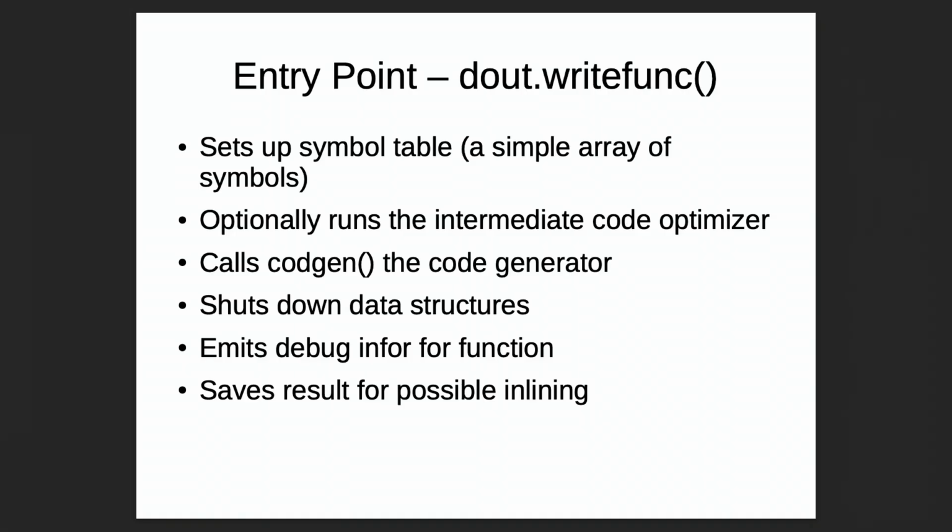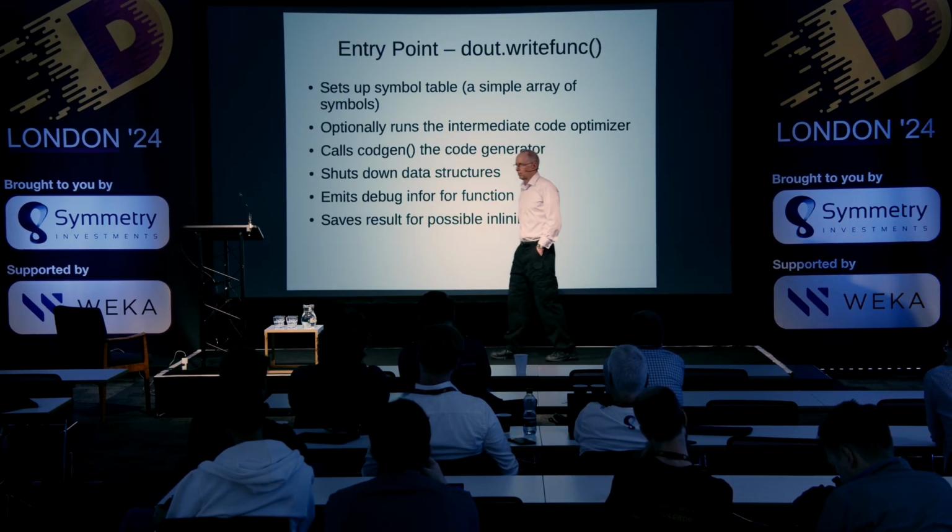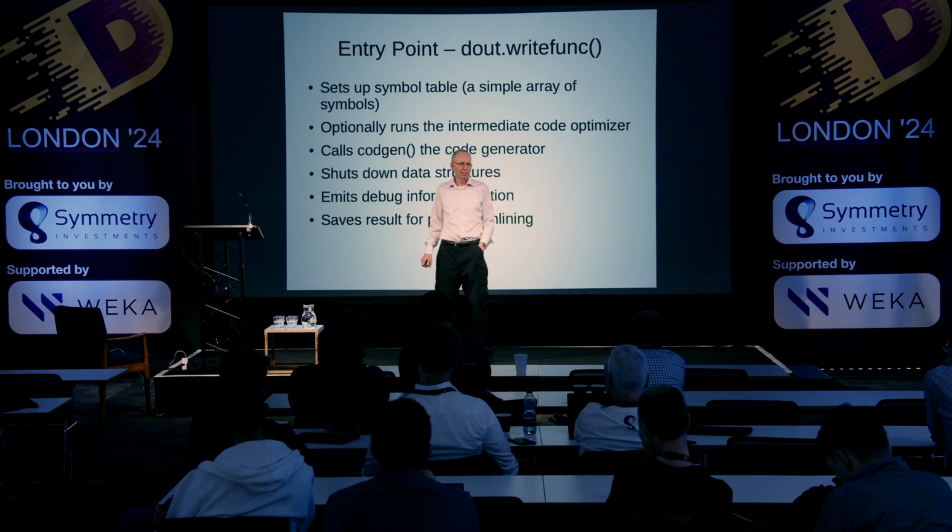The entry point for the code generator. That's the first thing you've got to find when you're looking at how the DMD code generator works: where the hell is the entry point? It's not really very clear where it is. Well, that's where it is. You generate code function by function, not module by module, not program by program. It's all based around functions. It generates code for one function at a time.